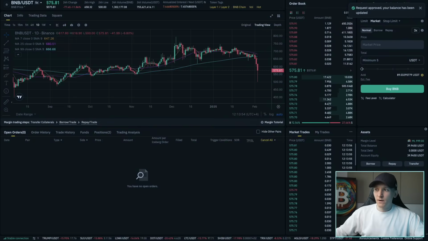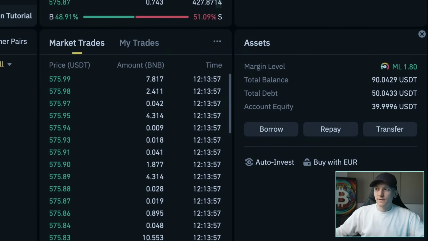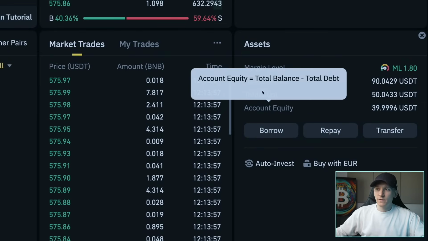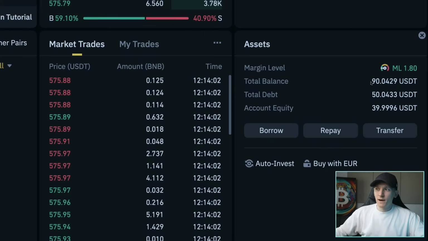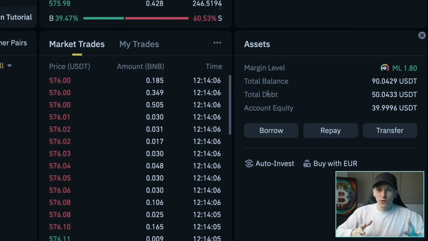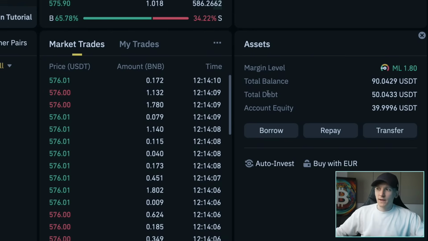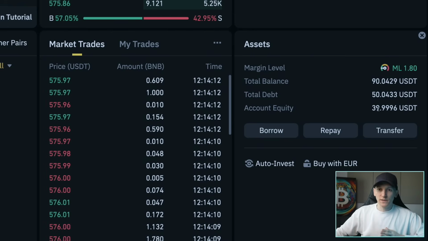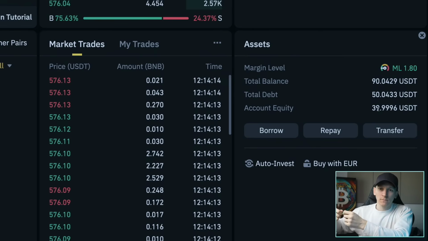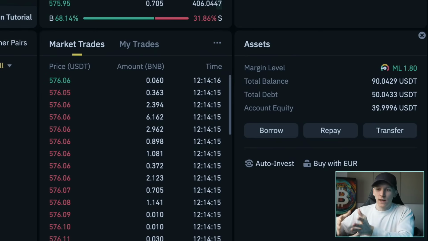Now, what you should see down here, once this changes, is that my account equity and debt has changed, right? So the total balance now is $90. That is the debt that I have, because I've borrowed those dollars, so I've got those as debt. But the account equity is pretty much the same as I just had, minus some fees and initial payments that you get when borrowing the money.